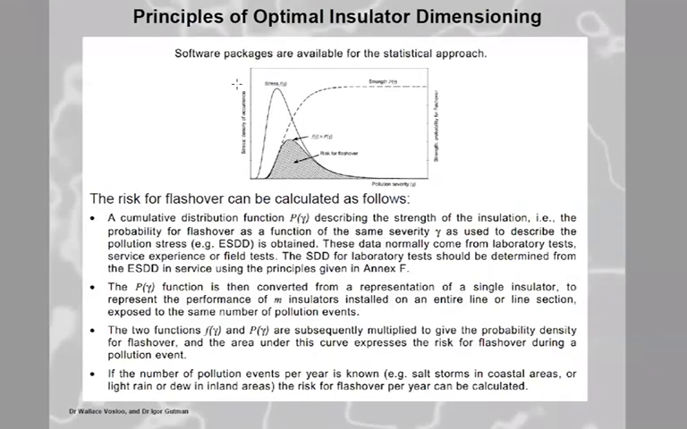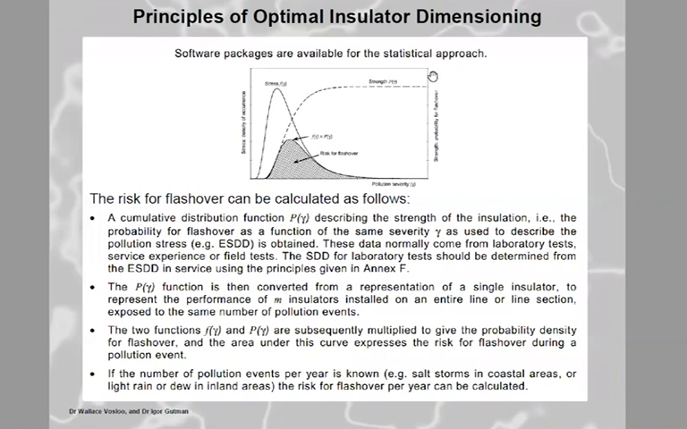Now, what we do is that in 60815, they've got a statistical technique for optimum selecting. It's very similar to lightning. So what we do is on this side here, we got the actual environmental stress. So we will take our pollution measurements, and then we will do this log normal distribution on that environmental pollution.